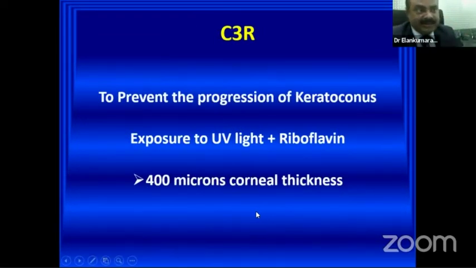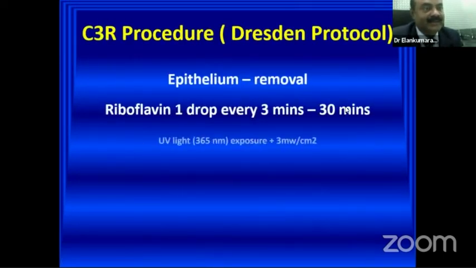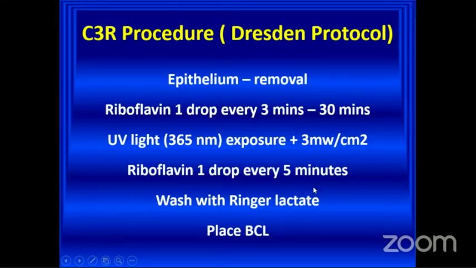Now, I would like to concentrate more on this aspect. This is the only technique as of date available to stop the progression of keratoconus. Classical is the Dresden protocol. There is epithelium removal, and then instill riboflavin drops, 1 drop every 3 minutes for 30 minutes, and then UV light 365 nanometer exposure at 3 milliwatt per centimeter square, during which time continue the riboflavin, 1 drop every 5 minutes, and then wash with Ringer's lactate, and place a bandage contact lens. This was the classical Dresden protocol.